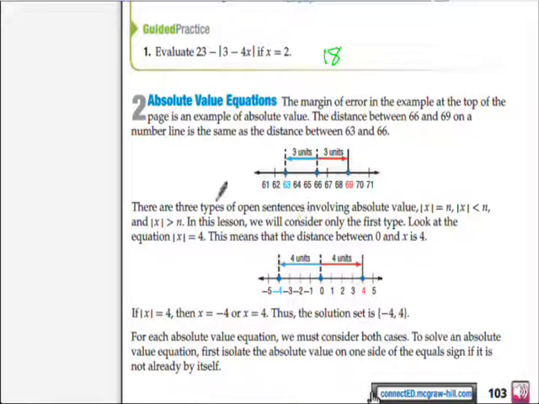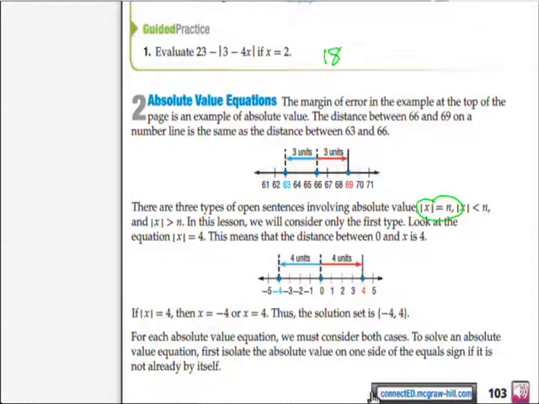There are three types of open sentences involving absolute value. So we could have the absolute value equals a number, the absolute value is less than a number, the absolute value is greater than a number. We right now are only going to look at the first type. You do a lot more with the other two when you get to algebra 2. So we're going to look at just equals when it's one or the other.